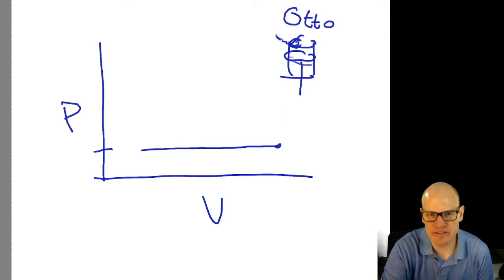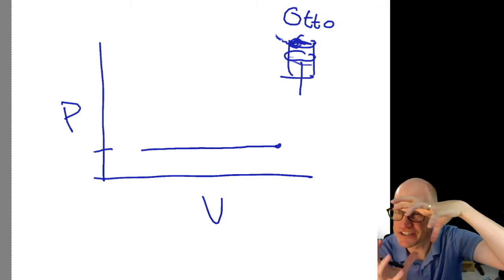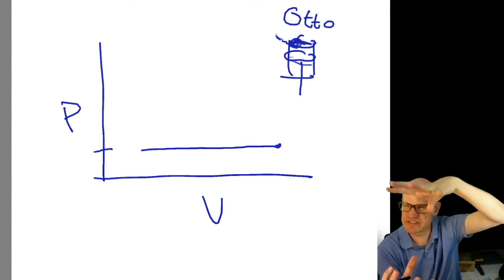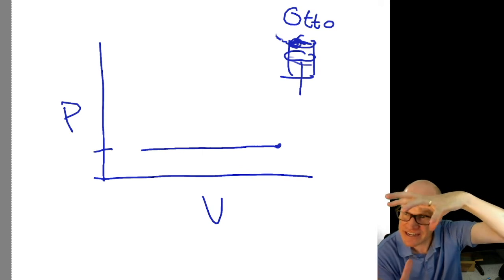Okay, then you seal it off. Then you close the valve, and now you have all this gas trapped in that cylinder, and you're going to have your way with it. So the gas comes in, you trap it in the cylinder, and now you can do whatever you want with it.